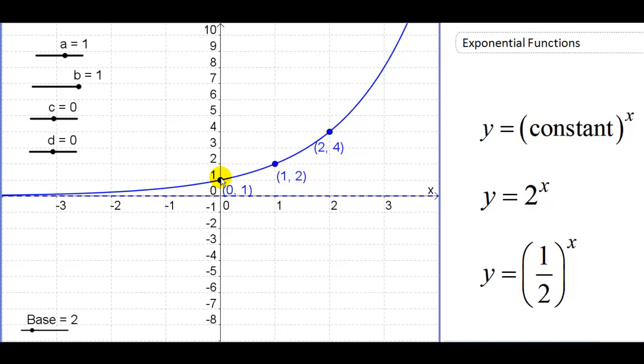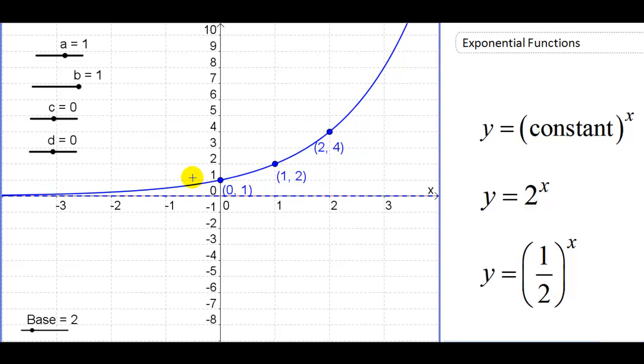The key point starts out on the parent graph at (0, 1), because when I put in x equals 0, I get 2 to the 0, which equals 1. When x equals 1, 2 raised to the first power is 2. When x equals 2, 2 raised to the second power is 4. And I can calculate a lot more points, and I get this basic graph.